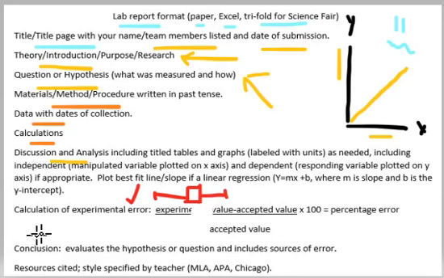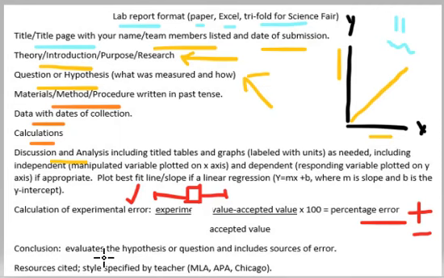Some experiments might be simply analyzed with a percent error, and I just wiped that. Take your experimental value from your experiment, subtract the accepted value, divide by the accepted value, and multiply by 100. If the percent error is positive, that means you went over. If it's negative, that means you were under the accepted value.